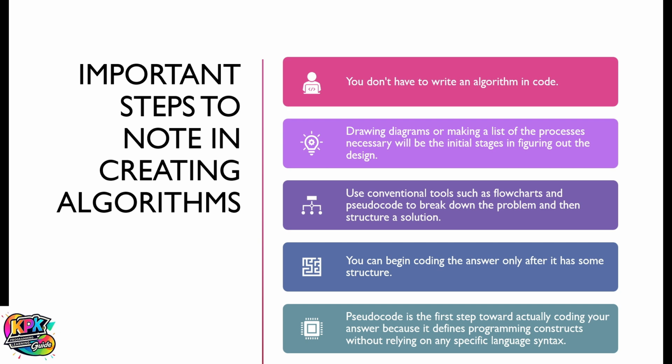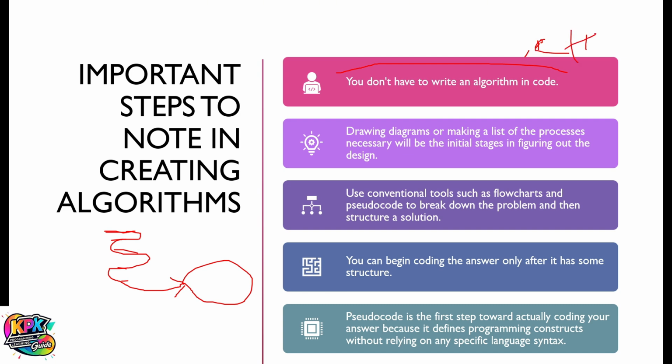Important steps to note in creating an algorithm. First, we know that an algorithm is a step-by-step approach that we take to solve a problem. So probably steps from here to here that we take to get to this destination. That is what an algorithm is. And in an algorithm, there are important things that you must note down. First, an algorithm is not supposed to be in a code. So you don't have to write an algorithm in a specific programming language, let's say Python or Java or C++.